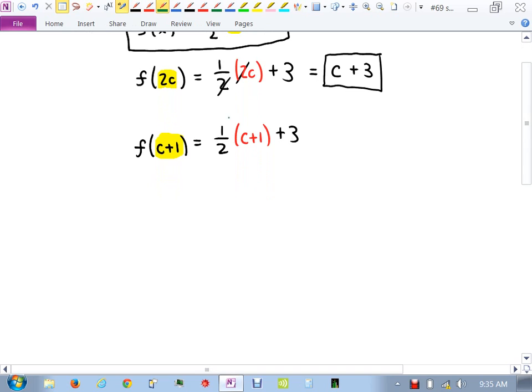This time, we have to distribute the 1/2 through the parentheses like this. And it's important you have that in parentheses. If you don't, then you won't distribute, and it'll be wrong. So I multiply 1/2 times c, which is just 1/2 c, plus 1/2 times 1, which is 1/2, plus 3. And now what I need to do is combine these two together.